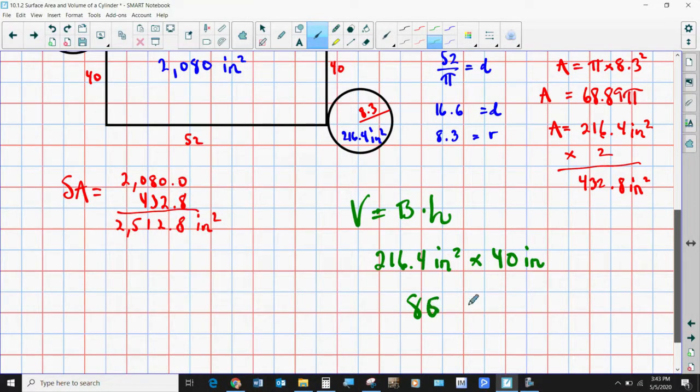8,600. I'm going to make that a 656, and my OCD won't allow that. Let's just go ahead and rewrite this so it looks nice. 656. That's the volume of this gym bag, and that is in cubic inches. All right.